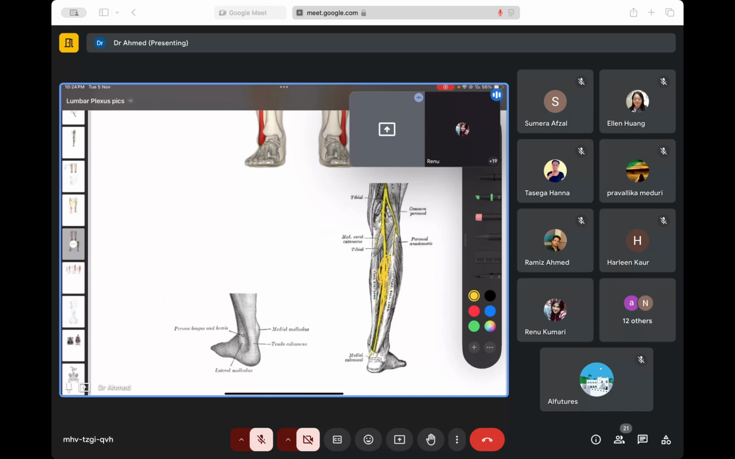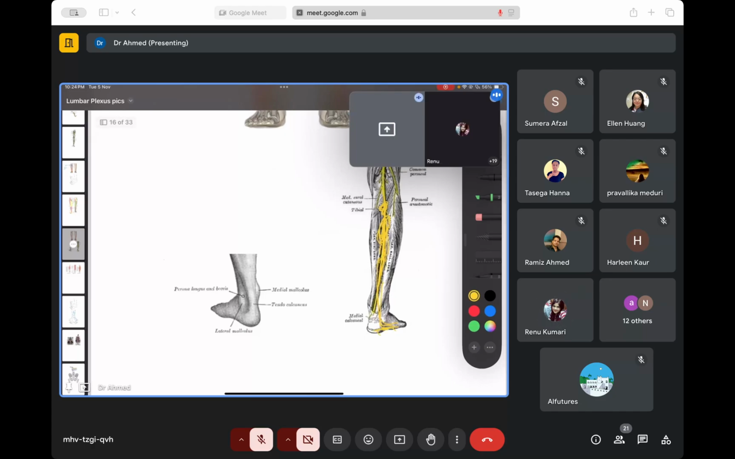Don't just remember their names. For example, if I am pulling these muscles, which action am I going to do? Plantar flexion. I'm going to plantar flex my foot. Along with that, it's also going to supply the sensory innervation from the heel towards the sole. So, for example, if we have lesions to the tibial nerve, what happens?